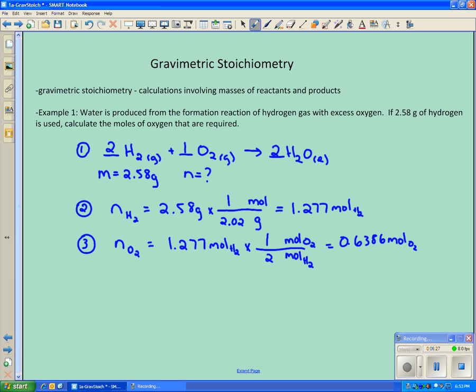Looking back at the question, it says to calculate the moles of oxygen. So in this case, we don't need to do a calculation for step 4. We were only asked to calculate as far as moles, so we're done. The only thing we might want to consider is significant digits. And so now we can say moles of O2 is equal to 0.639 moles.